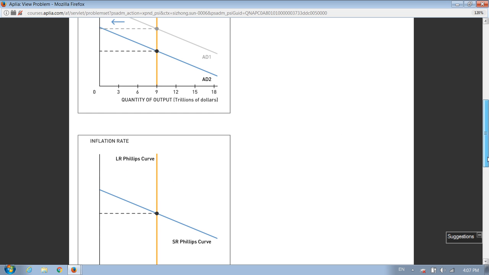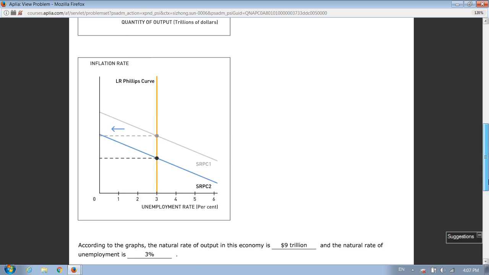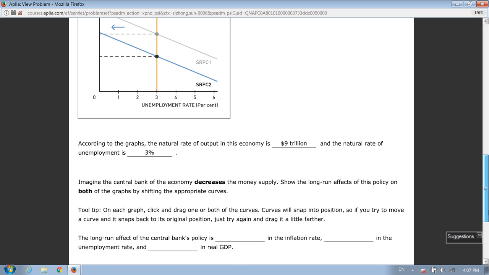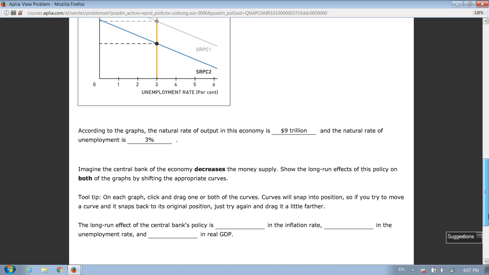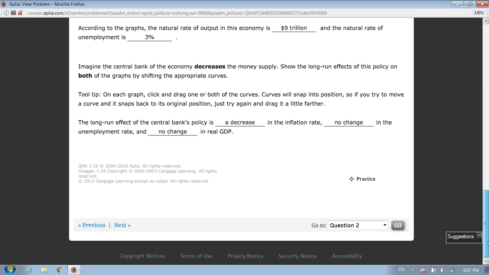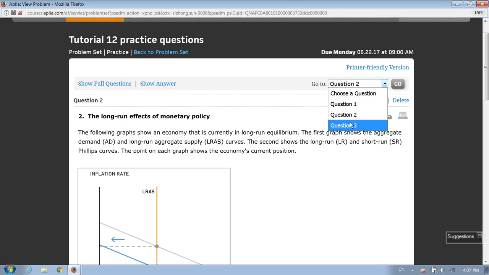In the long run, people observe that the inflation rate dropped. They will decrease their expectation. That shifts the short-run Phillips curve to the left. The long-run effect of the central bank's policy is a decrease in inflation and no change in the unemployment rate and no change in real GDP. Okay, so that's question 2. Question 3.